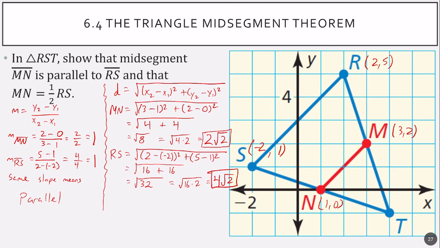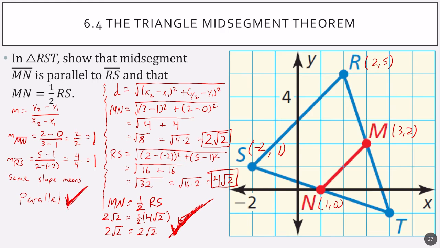So, MN is 1/2 RS would be 2 square root of 2 is 1/2 of 4 square root of 2. Wait, what's 1/2 of 4? Is 2. Look, both sides are the same. So, yay! Check mark. We've done both parts. It's parallel and half the length. Why don't you pause this and try number 2.